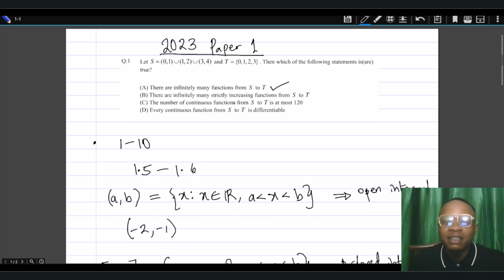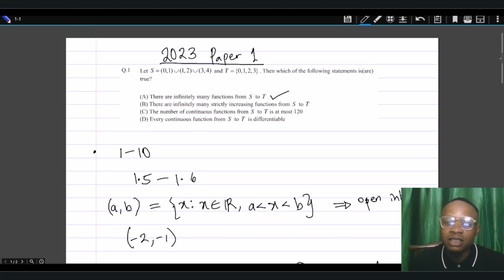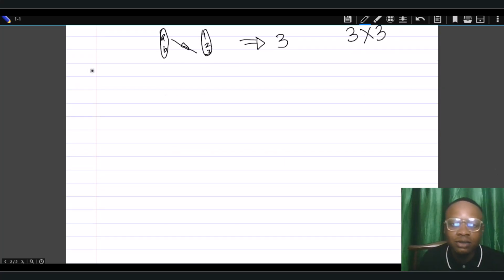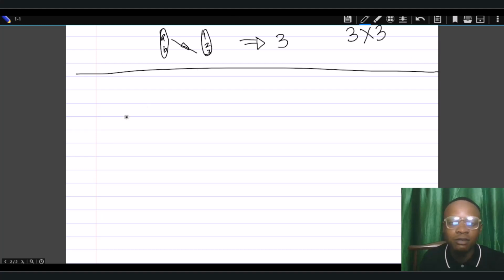It says there are infinitely many strictly increasing functions from S to T. So in this case, we have a special term to consider. This term says strictly increasing. So we have to ask ourselves, what is the meaning of strictly increasing functions before we can tell if this statement is true or not. Now let's quickly examine the meaning of strictly increasing functions. When is a function said to be strictly increasing?